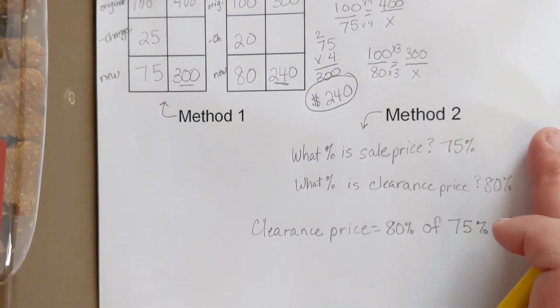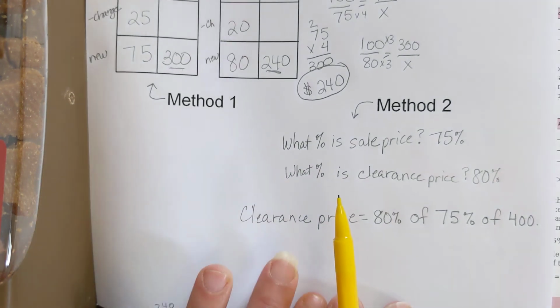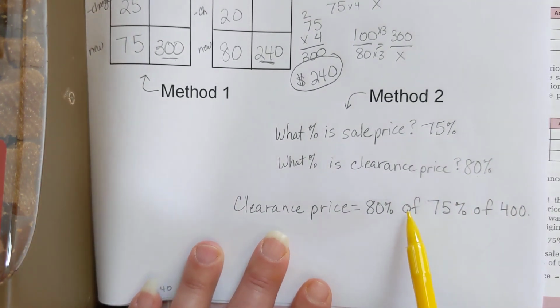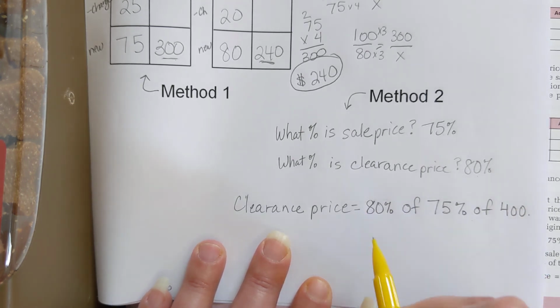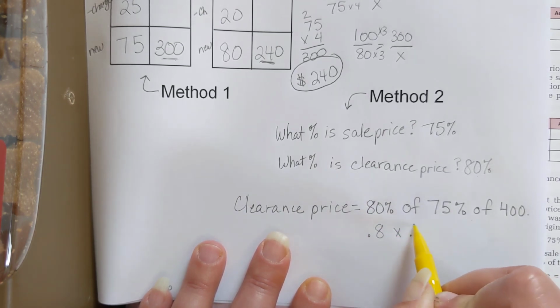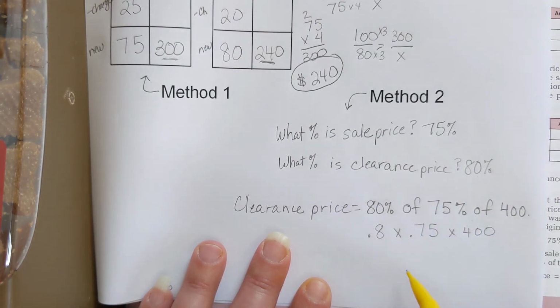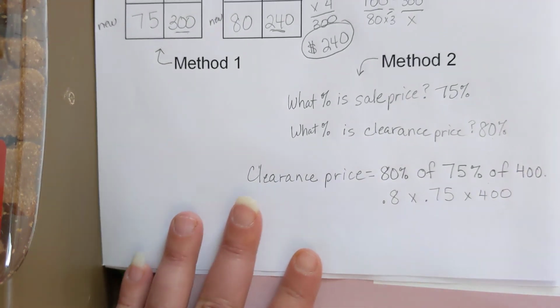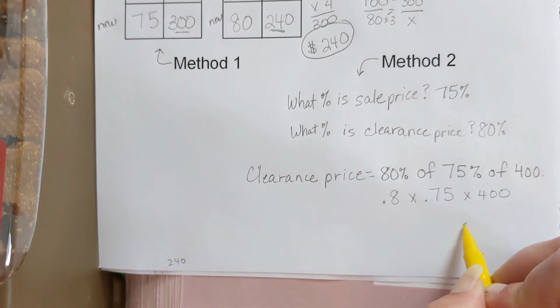So 80% is the clearance price. Okay, so the clearance price, if I need a value of it, it is going to be 80%, which we got from here, of the 75%, which we got from here, of the 400, which was the original price of the washing machine. So all those ofs mean to multiply. So 80% is 0.8 of 75% is 0.75 of 400. Okay, so now I just need to do a multiplication problem. So how about we take 400 times 0.75.